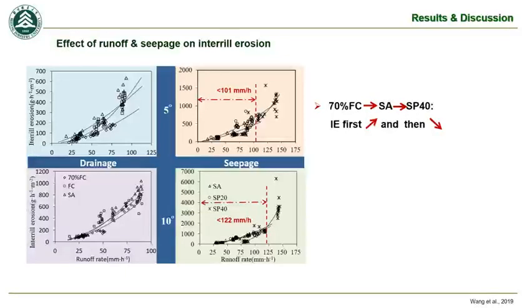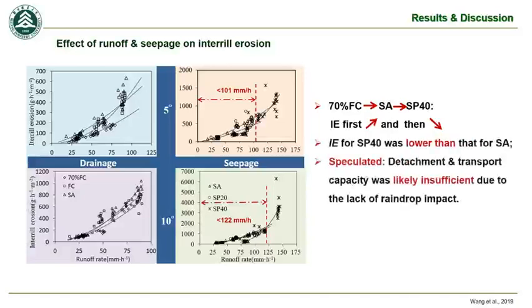For an equivalent runoff, the interior erosion rate increased from the drainage to seepage condition. Sediment particles were not moved under only exfiltration flow without rainfall impact. It implies that exfiltration flow energy was very small. Hence, we assume that the runoff detachment and transport capacity were likely insufficient due to the lack of raindrop impact.